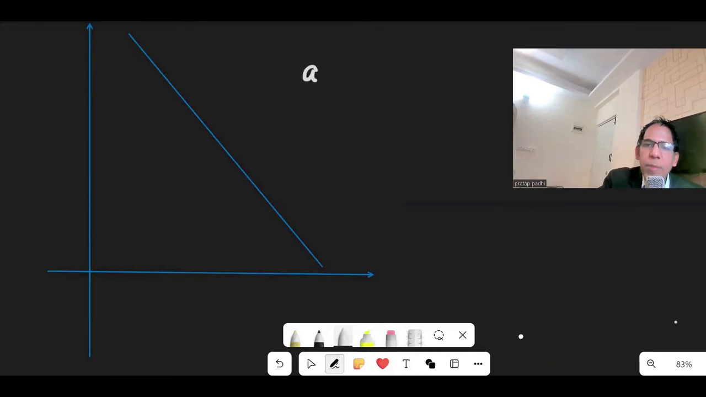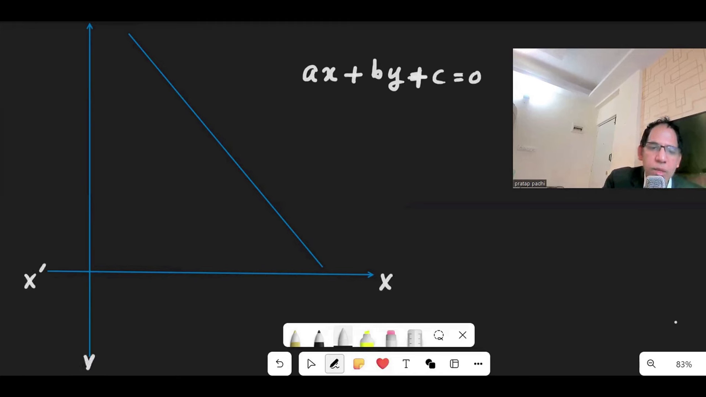Equation of a straight line. If I write, the equation of a straight line is ax plus by plus c is equal to 0. This is the equation of a straight line. This equation I have written here, this is my x-axis and this is my y-axis and this is the origin. So this is the straight line. Now if you see, there are two parts here, a left part and a right part. So this straight line will divide the whole plane into two parts, left side and right side.